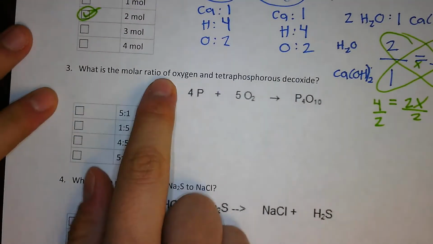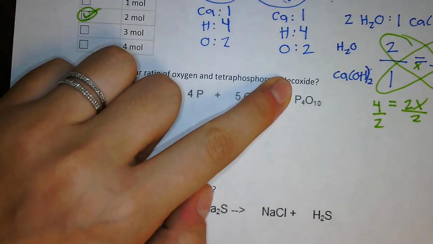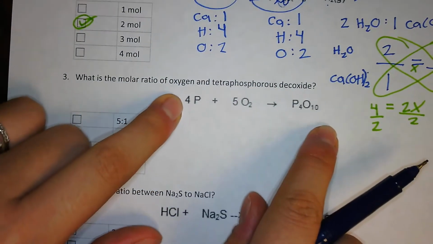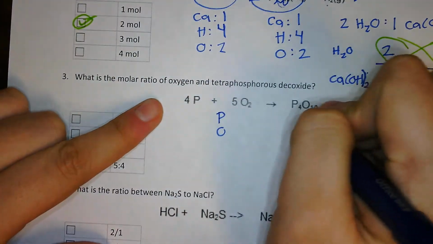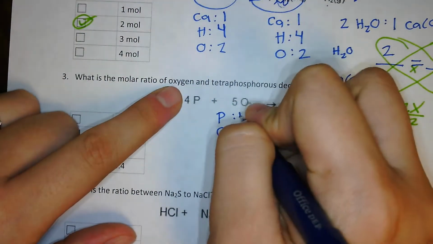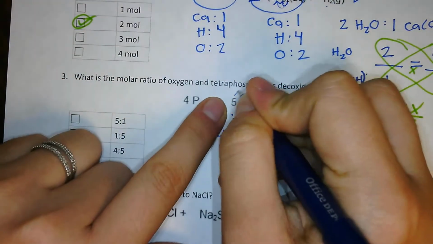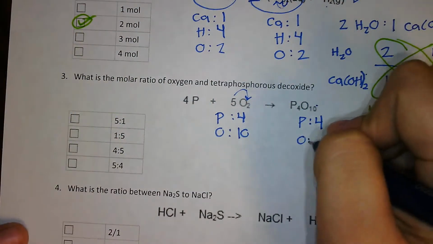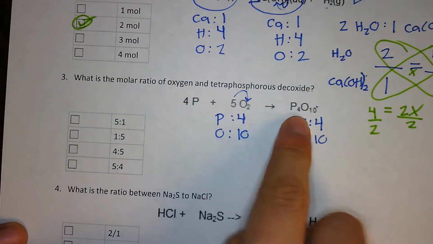What is the molar ratio of oxygen and tetraphosphorus decaoxide? So I have to make sure that they gave me an equation, which they did. Then I have to make sure that this is balanced. So I have phosphorus and oxygen on both sides. I have 4 phosphorus on this side, 4 phosphorus on this side. I have 5 times 2 is 10 oxygens, and then 10 oxygens on this side. So this equation is balanced. I can find my molar ratios from it.